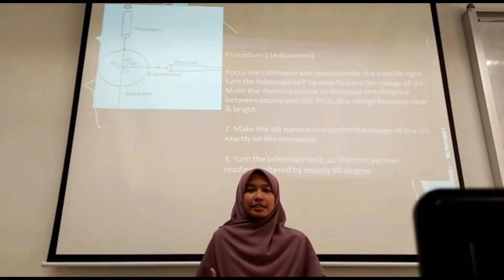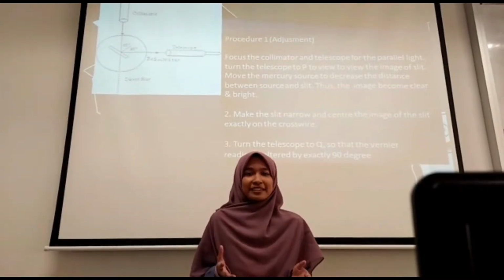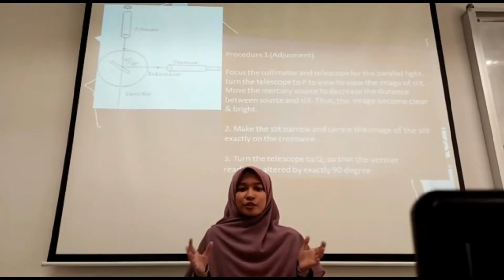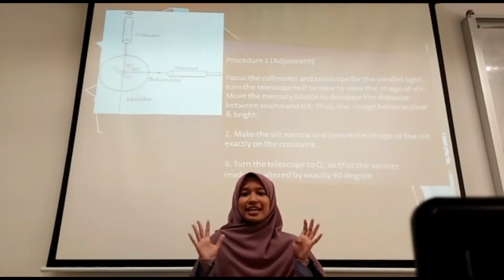Secondly, make the slit narrow and center the image of the slit exactly on the crosswire. Third, turn the telescope to Q so that the vernier reading is altered by exactly 90 degrees.